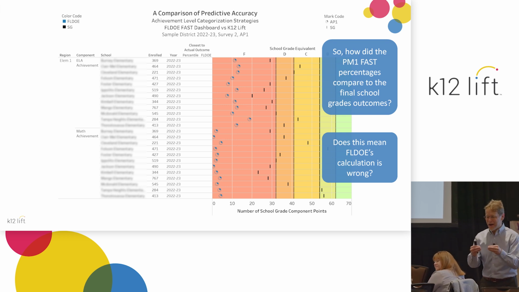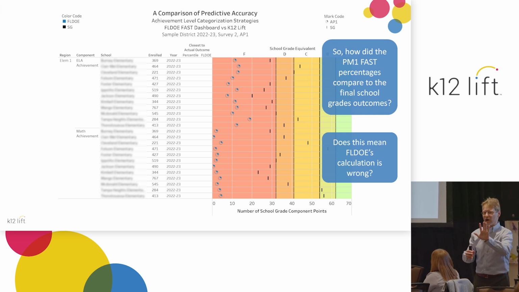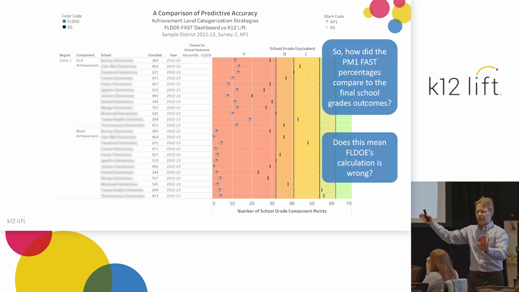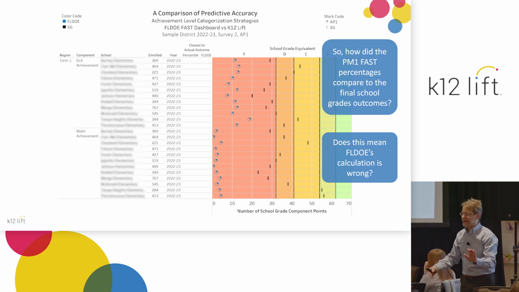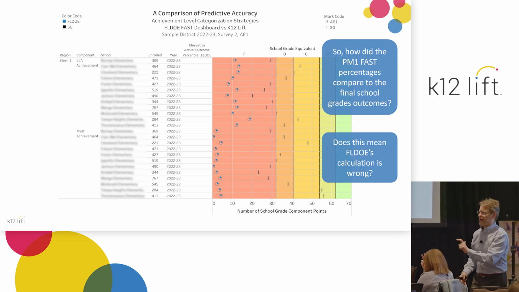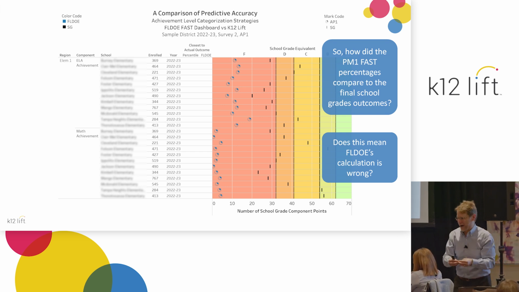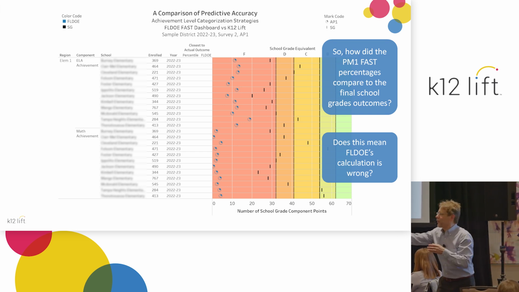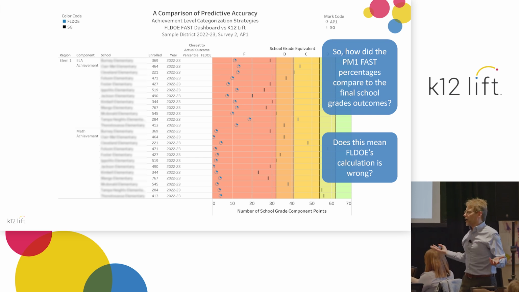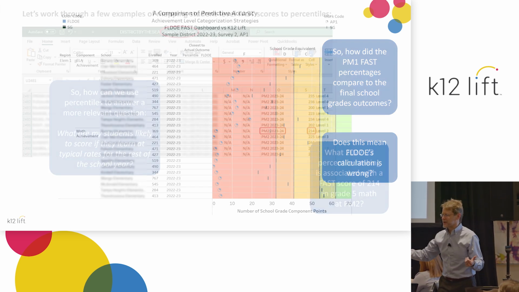So the thing about the way that they're doing it, by taking an earlier result and mapping it to a PM3 cut point, the assumption that they're making is that if the student took the end of year assessment right now, that's where they would be. And to your point, of course they're not going to be proficient. They haven't had a year's worth of instruction yet.